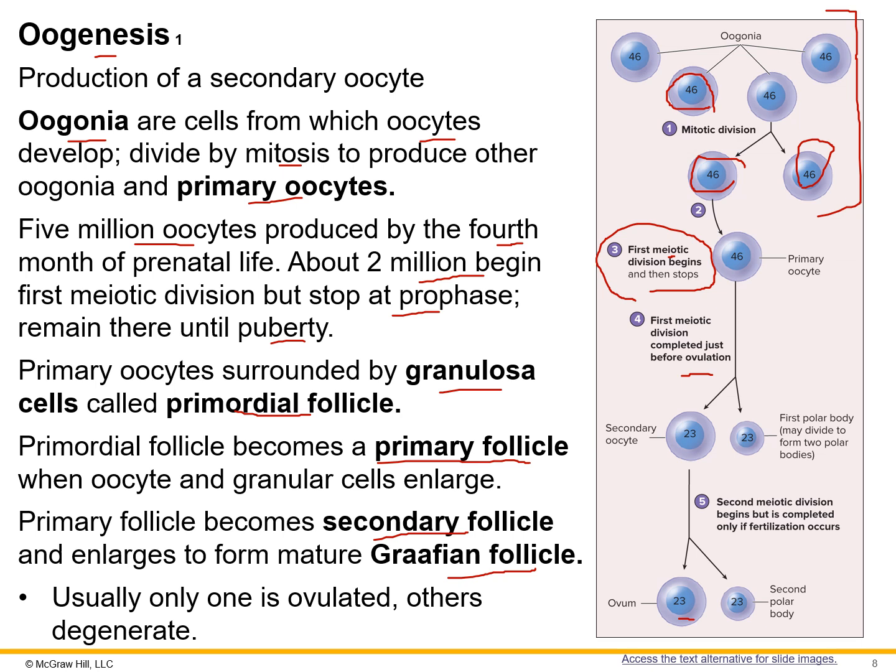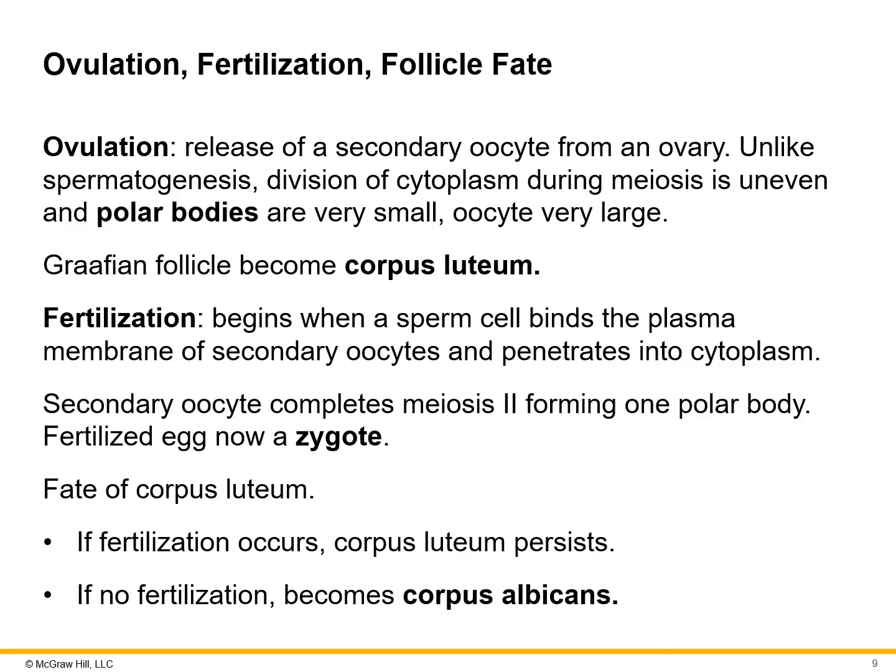And then usually only one of those actually gets ovulated, and the others degenerate from that. Of course, we can end up with twins whenever more than one egg gets released. But again, during ovulation, typically only one of those would be released. So then during ovulation, now we're releasing that secondary oocyte from the ovary.